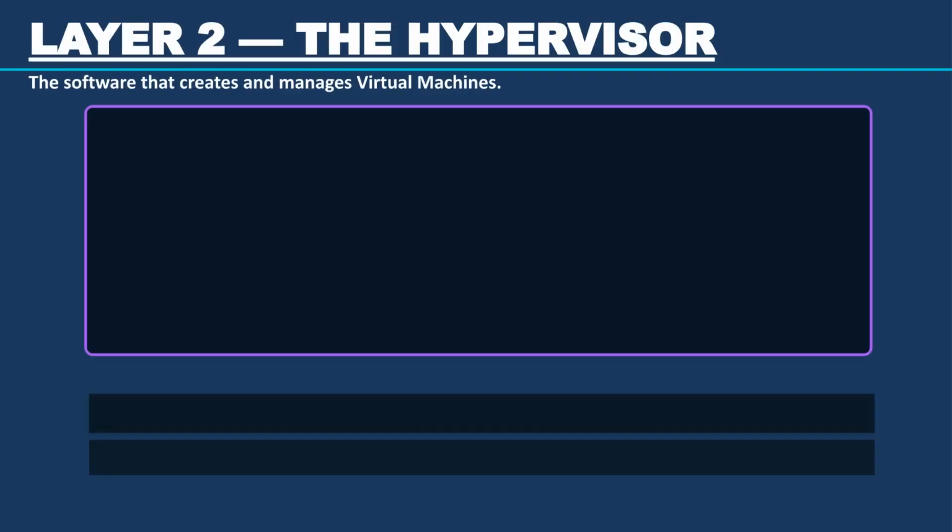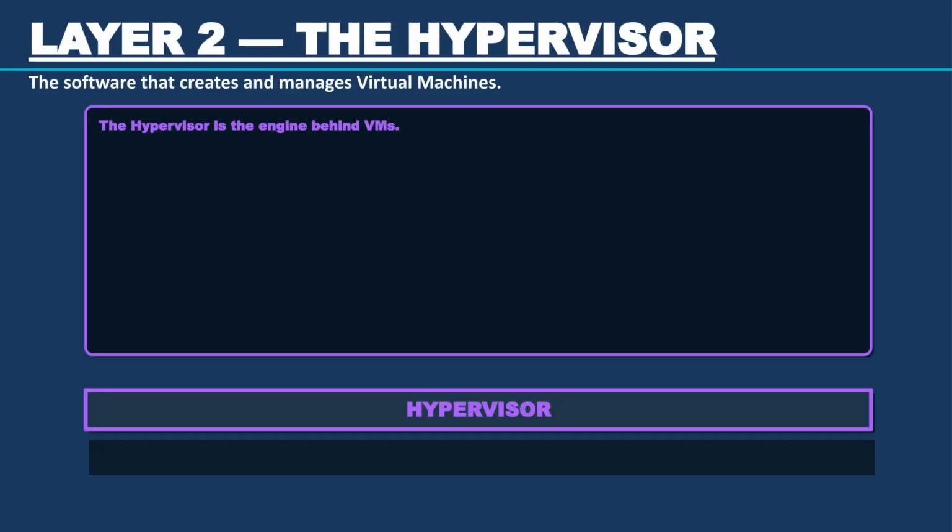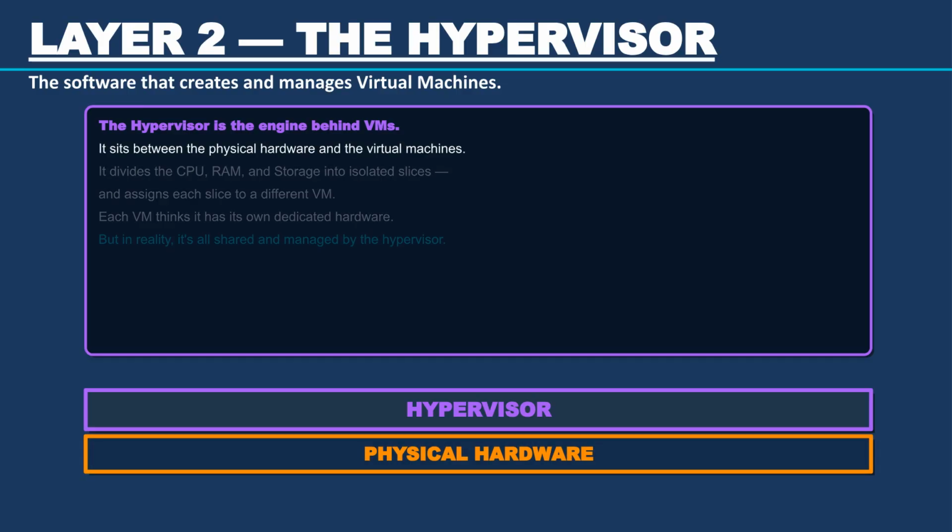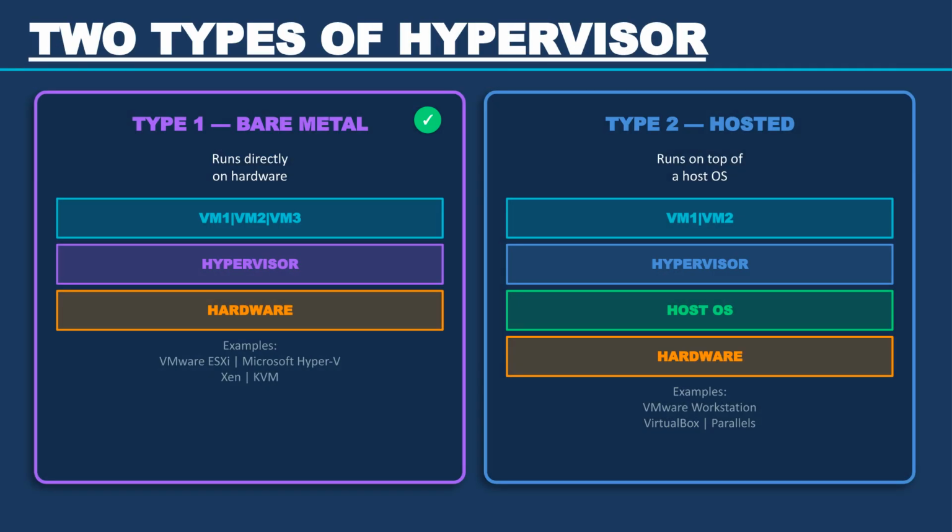Layer 2 is the hypervisor, the engine behind VMs. It's the software that creates and manages the virtual machines. It sits between the physical hardware and the VMs, partitioning the hardware resources for each VM. There are 2 main types of hypervisors. Type 1, or bare metal, runs directly on hardware. Type 2, or hosted, runs on top of a host operating system.